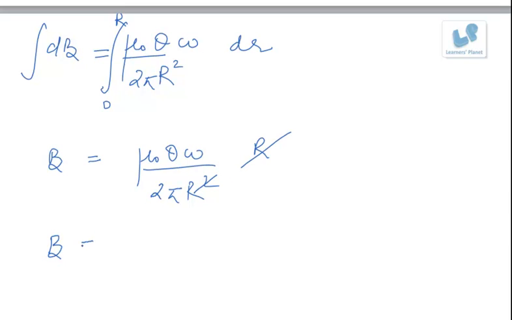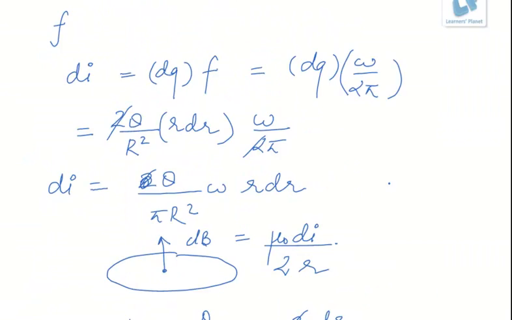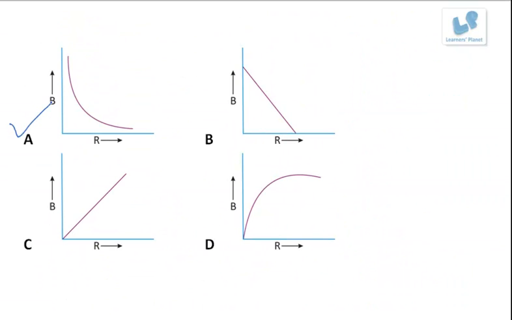So B is equal to mu naught q omega upon 2 pi R, which implies that the magnetic field is inversely proportional to R. So we will get a rectangular hyperbola curve, this kind of curve. So among the 4 options given, option A is the correct one.